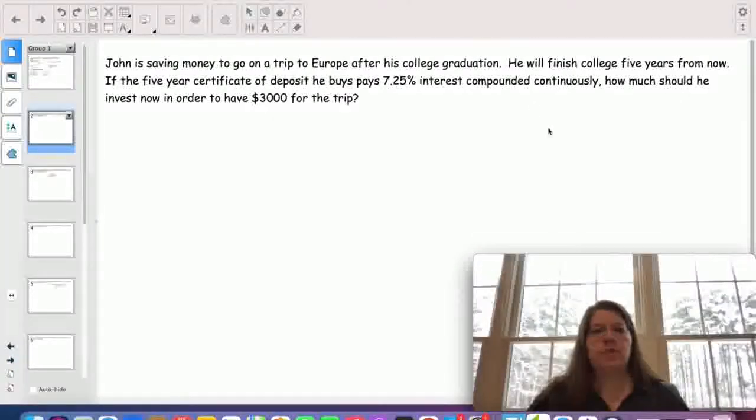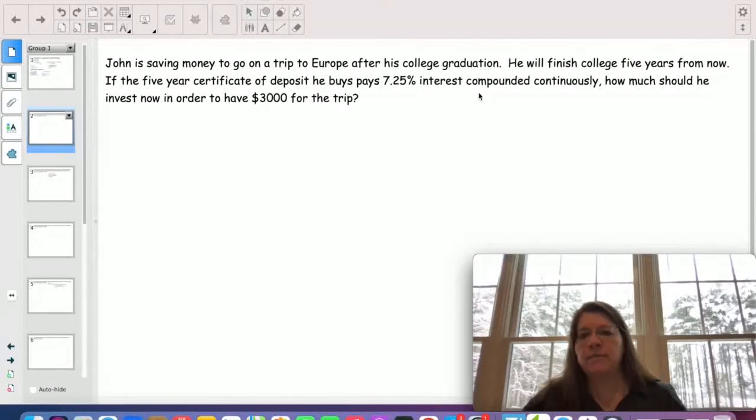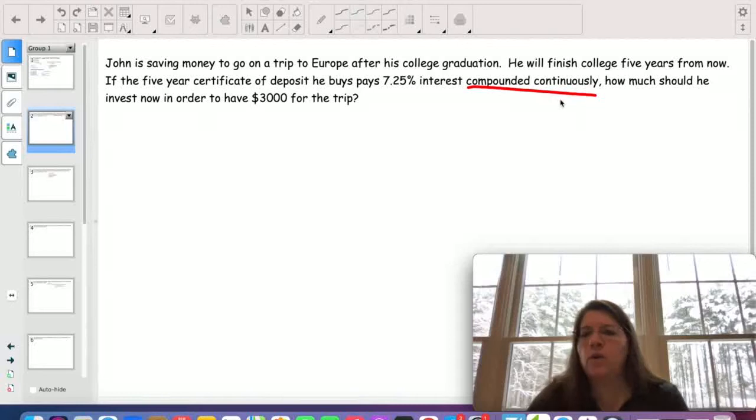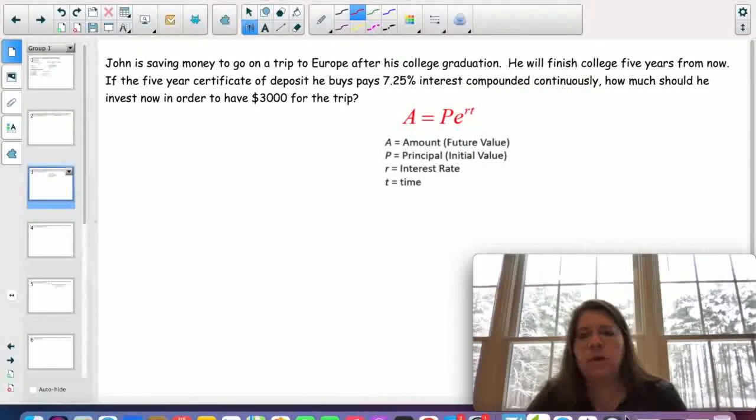In the first one, it says John is saving money to go on a trip to Europe after his college graduation. He will finish college 5 years from now. If the 5-year certificate of deposit he buys pays 7.25% interest compounded continuously, how much should he invest now in order to have $3,000 for the trip? This tells you that it is compounded continuously, so that reading tells us which formula we should use: the compounded continuously equation.